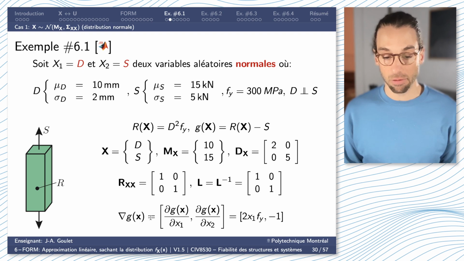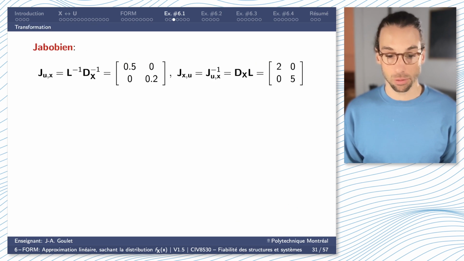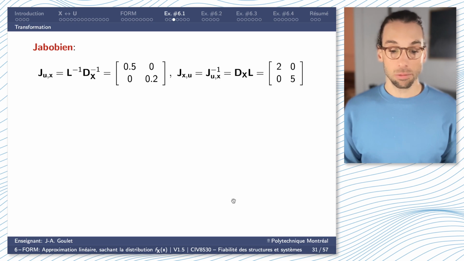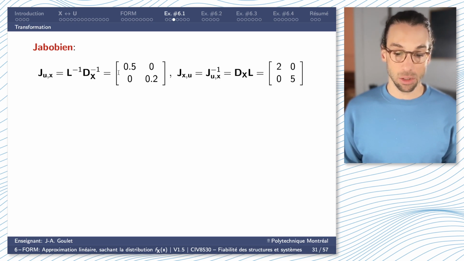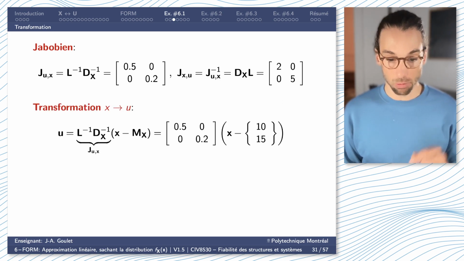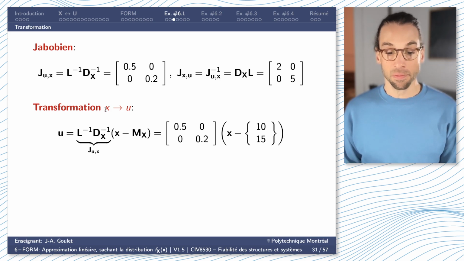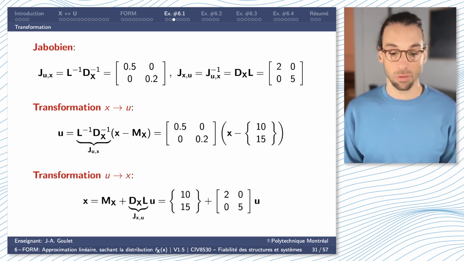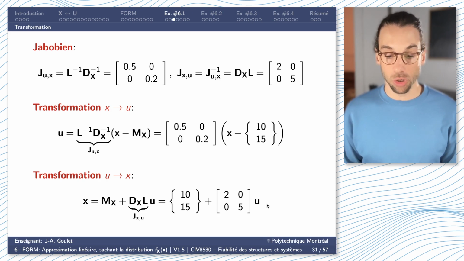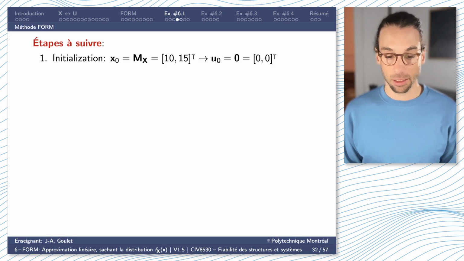And I can have my gradient vector of g of x with respect to x1 and x2 given by the formulation. I can compute my Jacobian, so the inverse of my identity matrix times the standard deviation matrix. If I invert this, I'm going to have a Jacobian of x with respect to u. To transform from x to u, x minus mx times the Jacobian of u with respect to x. So the product of my Cholesky decomposition inverse times the inverse of my standard deviation matrix. Transformation from u to x, so u times the standard deviation matrix plus the mean vector.